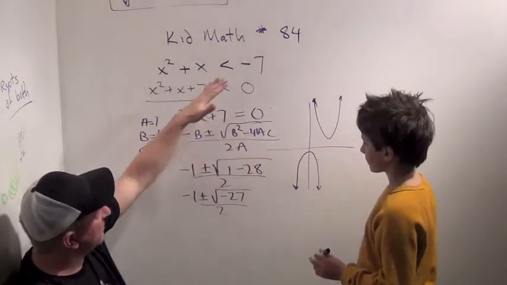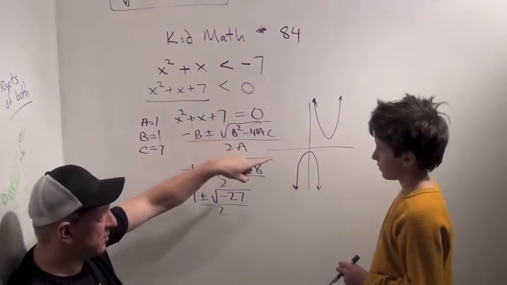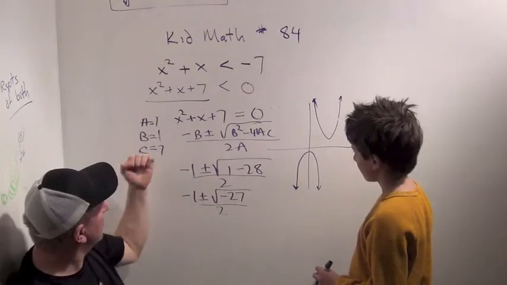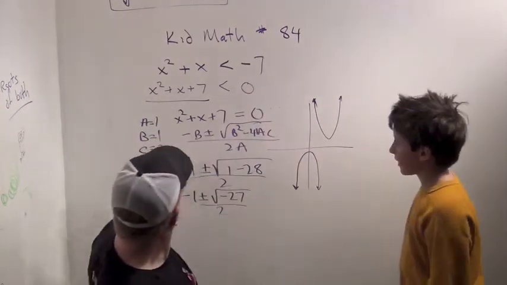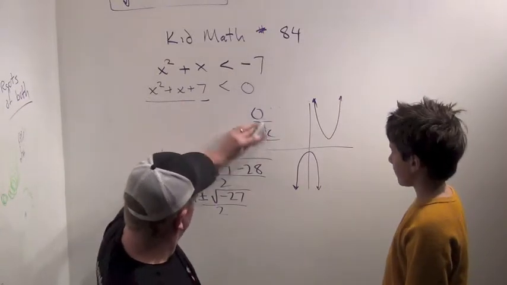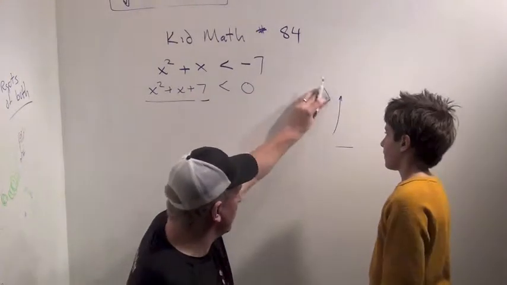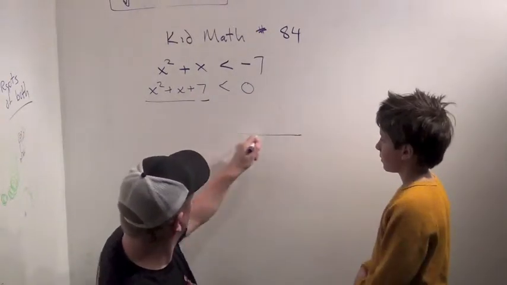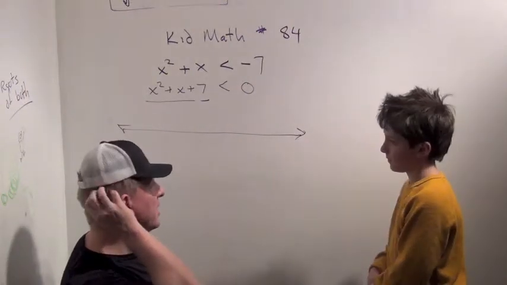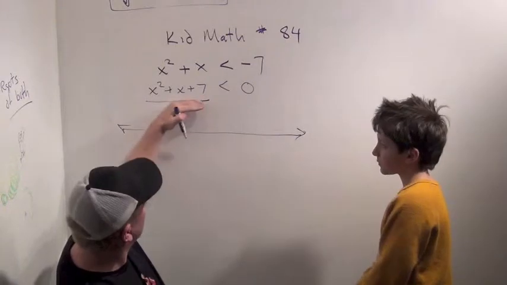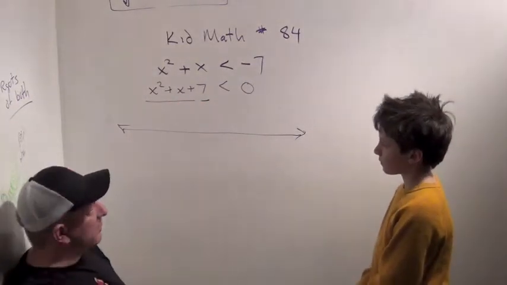So we talked in the last video in KidMath83 about how the important points to check are the zeros. So what are the important points on the number line we have to check here? Well, we're looking at a real number line that doesn't have any imaginary numbers. So what are the important points? There's none. This expression is either always positive or always negative. So we can pick any number we want. What number would you like to pick?